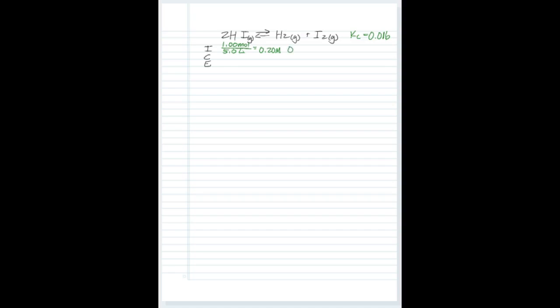Under initial conditions, we have 0 molar H2 and we have 0 molar I2. And I'm using arrows to point to what these refer to because they're not exactly under each component in the ICE table. Okay, so we've got our initial conditions. We know that the H2 and I2 are going to go up some amount. We're going to say that's X.